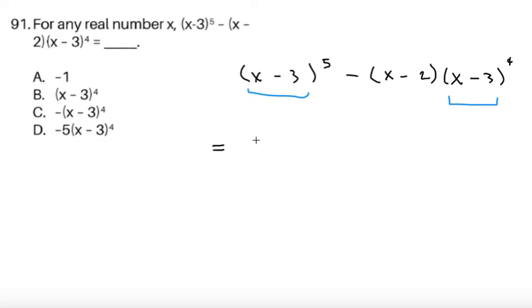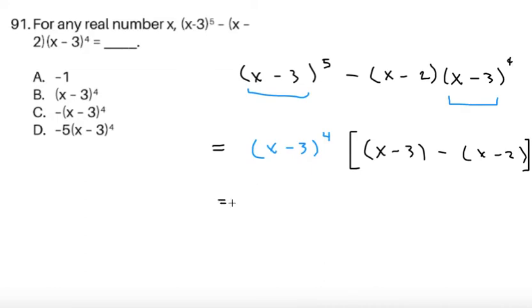So we can factor this out: (x - 3)^4. What remains in (x - 3)^5 is just x - 3. And what remains in the term (x - 2)(x - 3)^4 is just this x - 2 over here. So (x - 3) - (x - 2), all multiplied by (x - 3)^4.